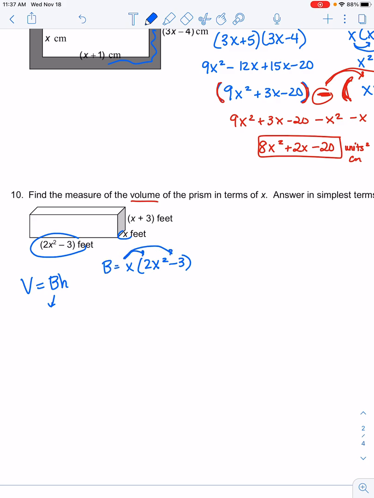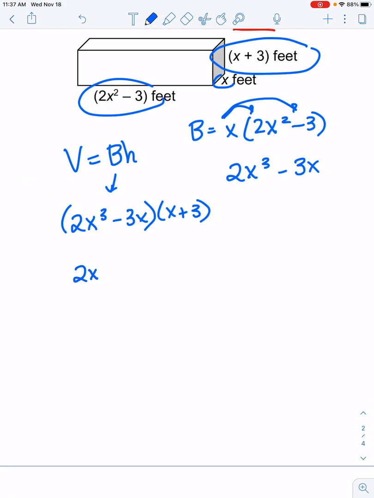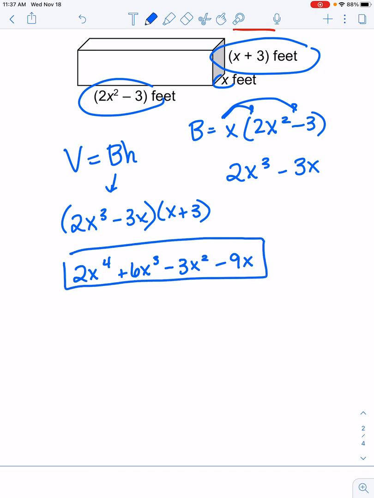So I distribute, I get 2x cubed minus 3x. That's my big B. And then I need to multiply that still times my height. Well, my height is x plus 3. So now I see where I'm faced with that double distribution again. So I've got 2x to the 4th plus 6x cubed minus 3x squared minus 9x. I believe that is correct. Okay, feet cubed, because it's volume.